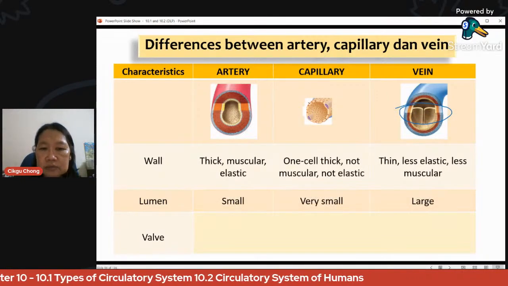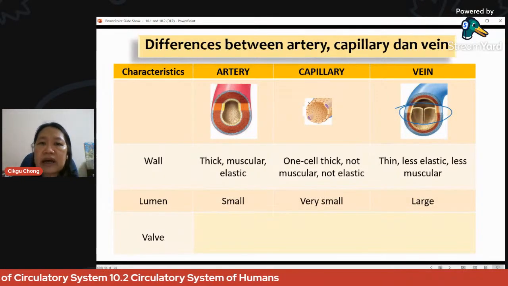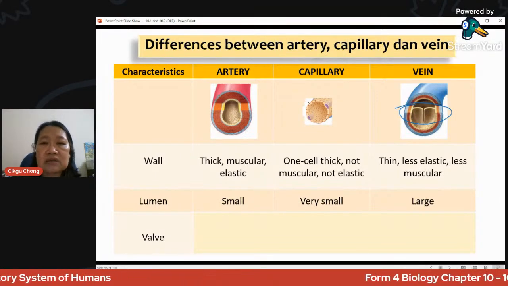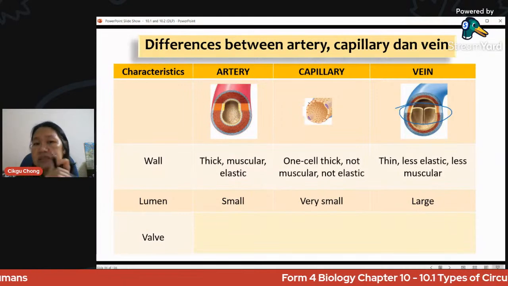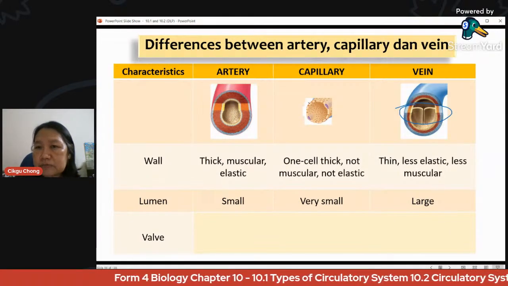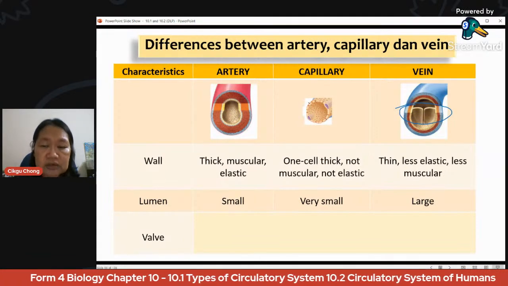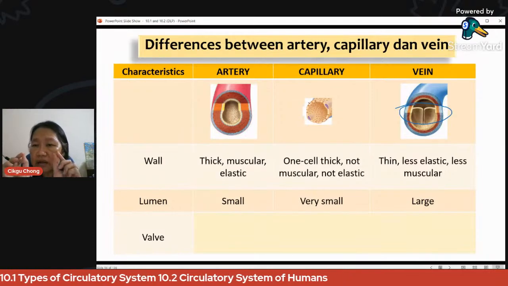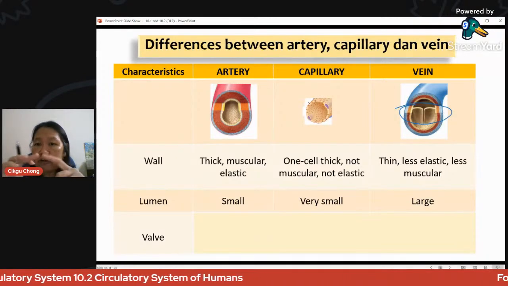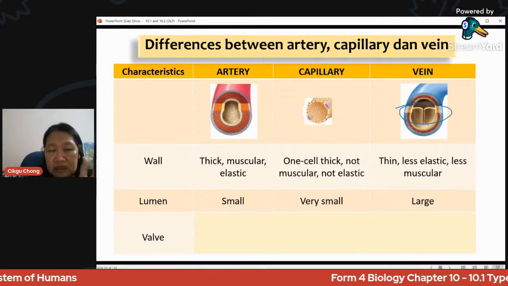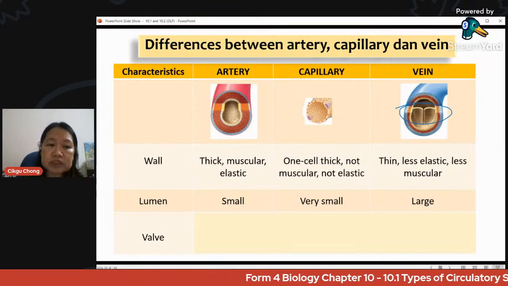Lumen: small for the artery, and for the capillary very, very small, up to like 10 micrometer only. The vein is larger, much larger than the artery, because the muscular layer is thin. Therefore, it has more space for the lumen. For the artery, the muscular layer is thick, so the lumen will be smaller.